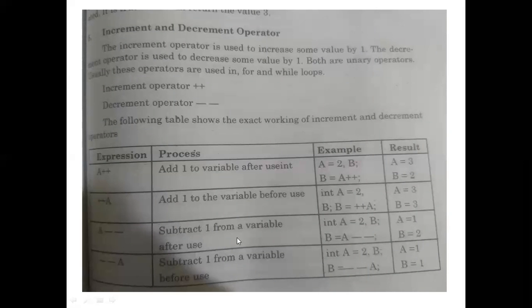Next, a minus minus. Subtract 1 from variable after use. That means first the value of a, that is 2, will be assigned to b, then the value of a will be decreased. So b equal to 2 and a equal to 1. Next, integer a equal to 2 and b equal to --a gives a equal to 1 and b equal to 1. So in this way, this increment and decrement operator is used.